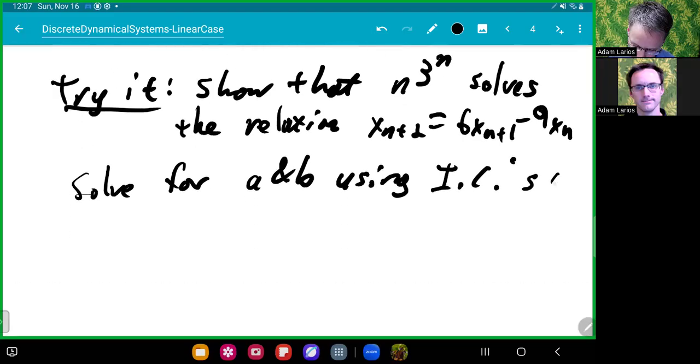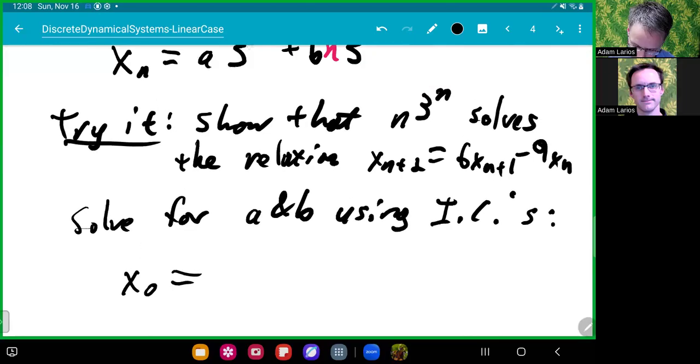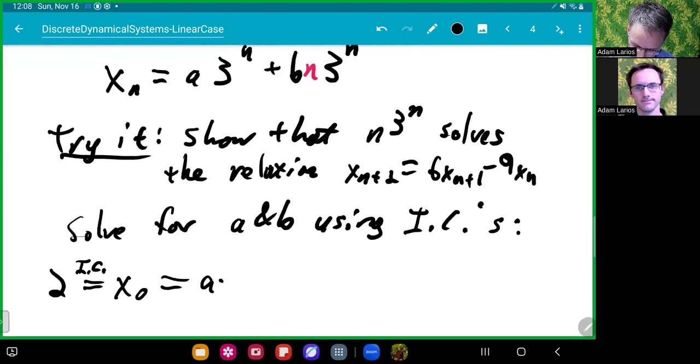All right, so to do that, we take x0 and we put this in. x0 on the one hand, by the initial condition, was equal to 2. On the other hand, by our formula, this is a times 3 to the 0 plus b times 0 times 3 to the 0. And that just boils down to a. So we get immediately that a is equal to 2.